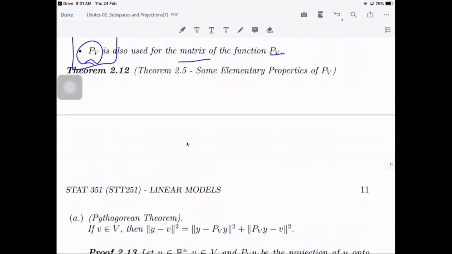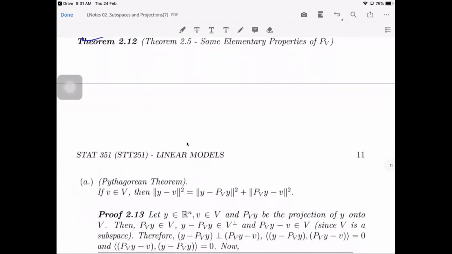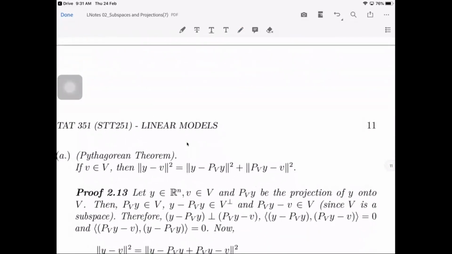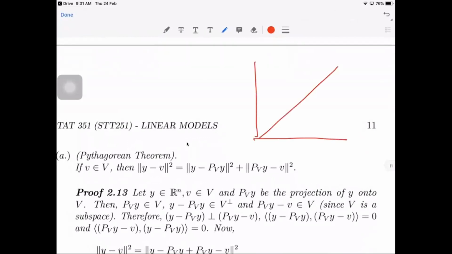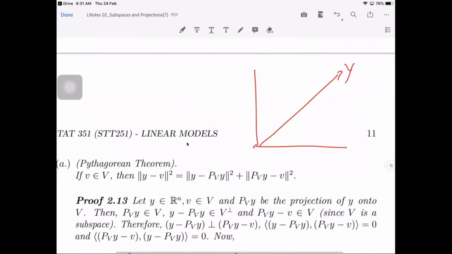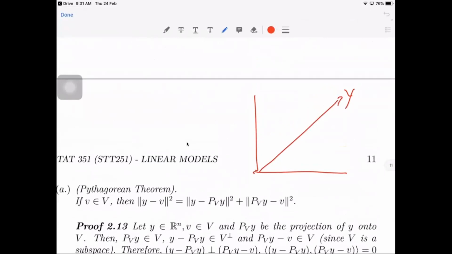Okay, so let's see some elementary properties of projections. So if you recall, this is your Y. Project it on V. That is your projection of Y onto V. And we call this V.